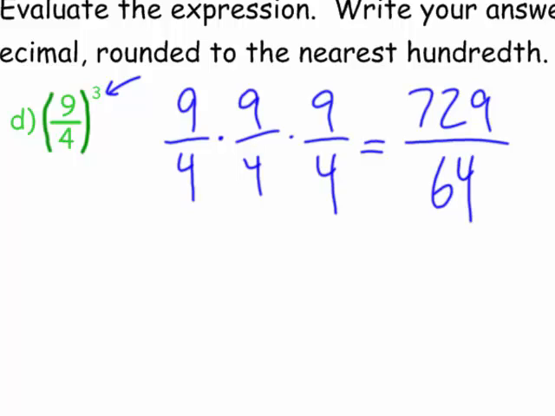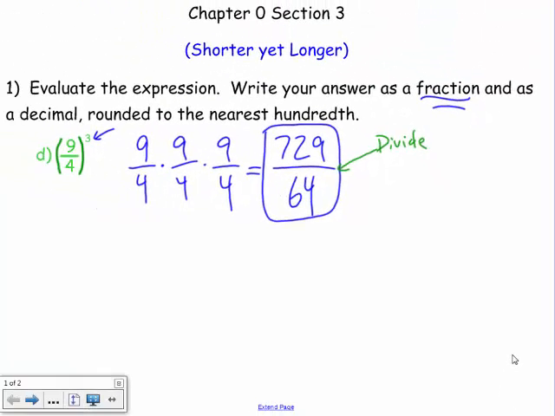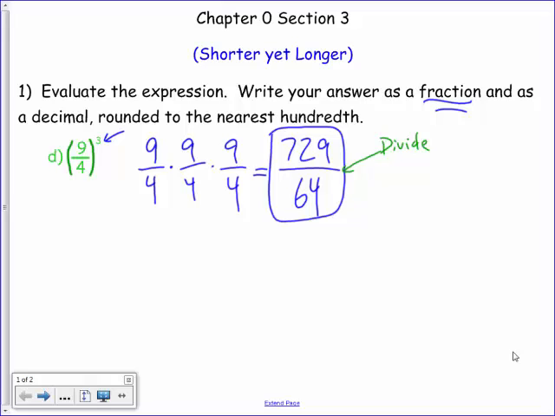And feel free to leave it just like that. We don't have to write a mixed number. So far I wrote it as a fraction. And now if I want it as a decimal, well, you grab your calculator. What does our fraction bar mean? Divide. So I could just divide those two numbers. Another way to do it is to actually use your calculator with the exponents. So let's take our calculators out and take a look.